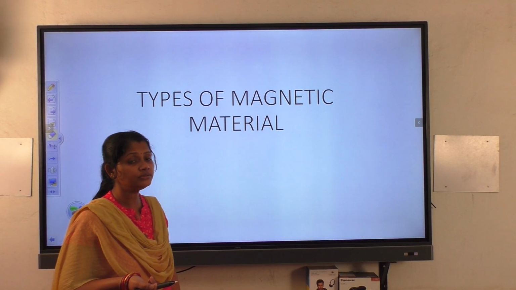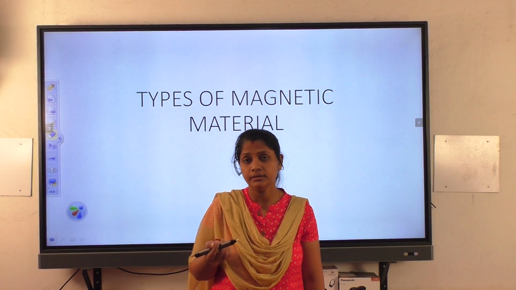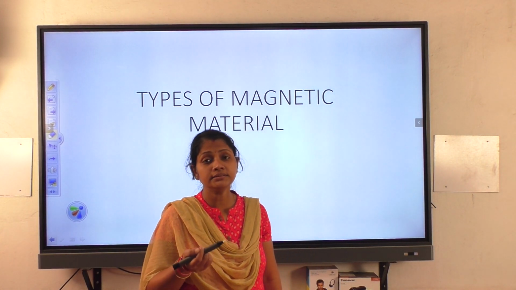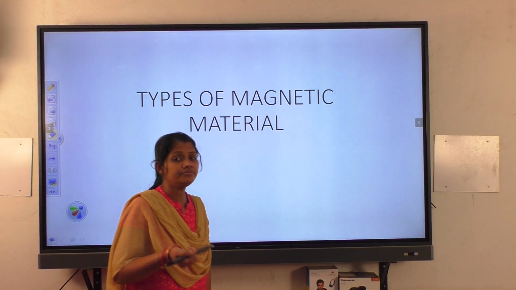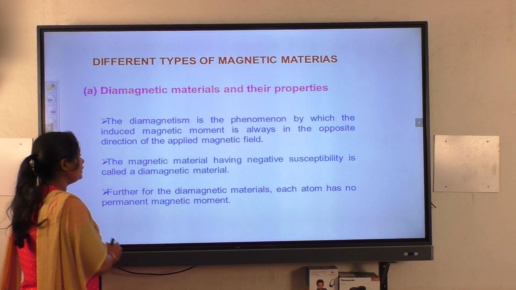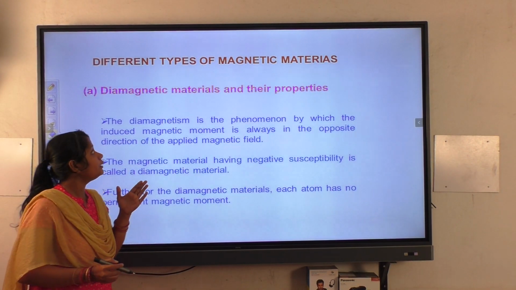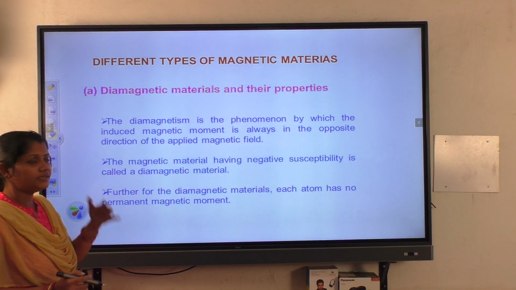In the previous class we have already discussed what magnetic materials are, and today we will discuss their classification. First, we are going to discuss diamagnetic materials.